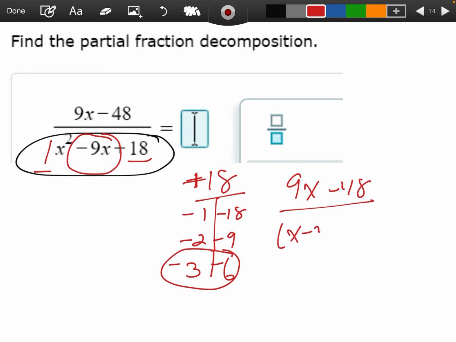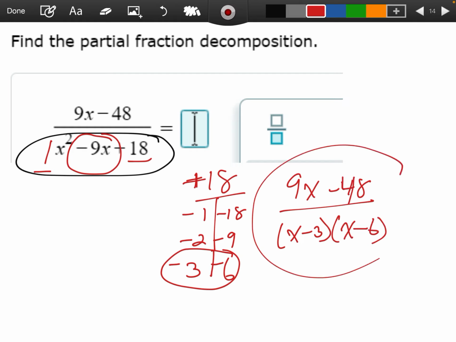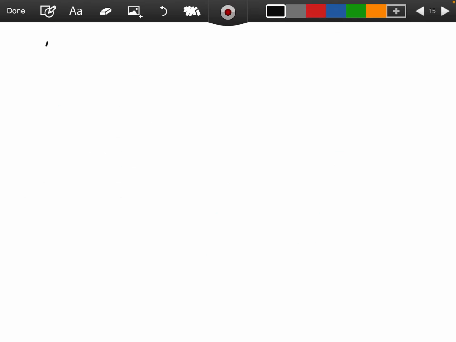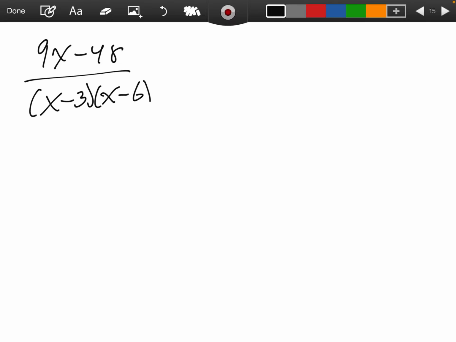So now, look, we can write this problem so it looks like this: 9x minus 48 all over x minus 3 and x minus 6, right? Okay, so now this here is the same thing as we have here. All we did is factor out the bottom part. So now let's go ahead and start setting this thing up. So 9x minus 48 over x minus 3 and x minus 6.